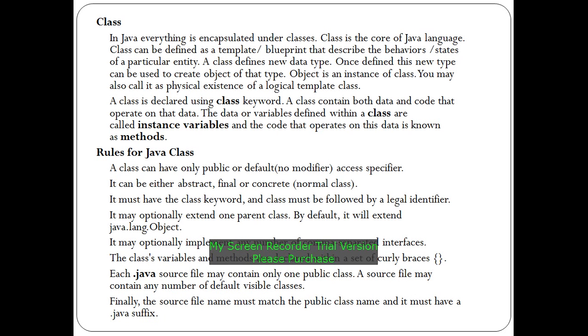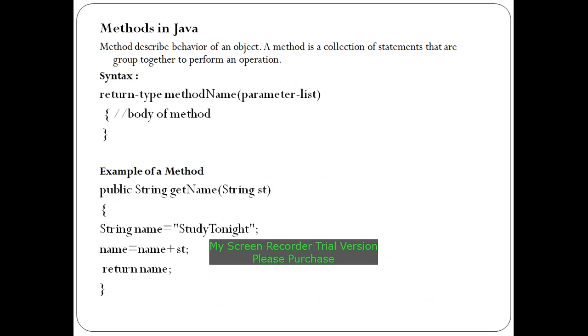The class's variables and methods are declared within a set of curly braces. Each .java source file contains only one public class. A source file may contain any number of default visible classes. Finally, the source file name must match the public class name, and it must have a .java suffix. And now the method in Java.